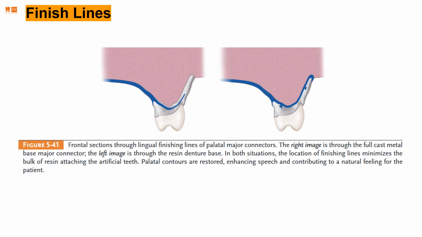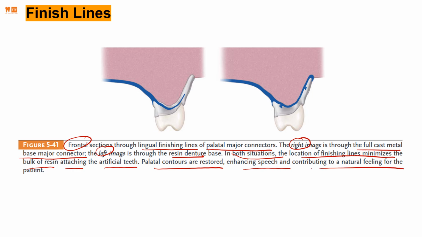So positioning is important. So here's a diagram. This is a frontal cross section through the lingual finish line of a palatal major connector. The right side image is through the full cast metal base connector, major connector. Left side image is through the resin denture base. In both situations, the location of the finish line is minimizing the bulk of the resin attaching to the artificial teeth. Palatal contours are restored, enhancing speech and contributing a natural feeling of the patient.